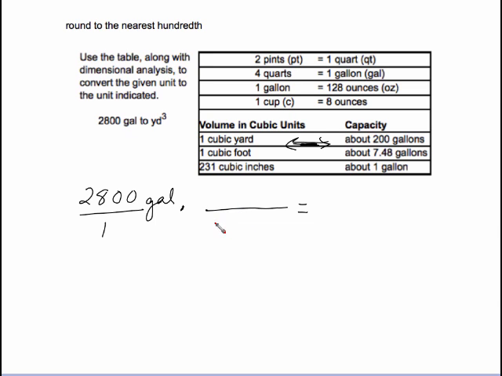So we have 200 gallons going on the bottom because I'm going to need gallons to cancel out, and I need 1 cubic yard on the top. When I multiply those, gallons will disappear. Do the arithmetic of 2,800 divided by 200, which is 14, and the unit that's left is cubic yards.